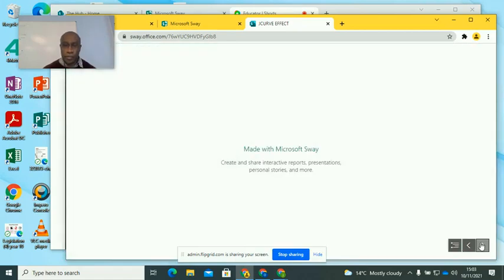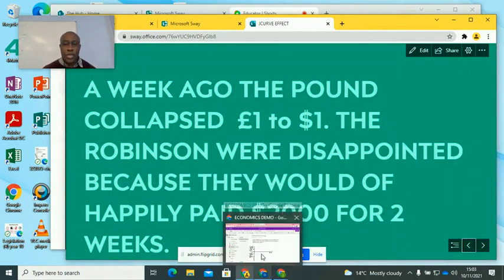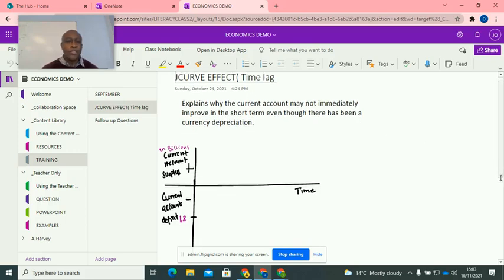Okay. So now we're going to go straight into the J curve. We're going to talk about the J curve very, very quickly here. Okay. And this explains why the current account may not immediately improve in the short term, even though there has been a currency depreciation. So sometimes it might not actually improve in the short term.